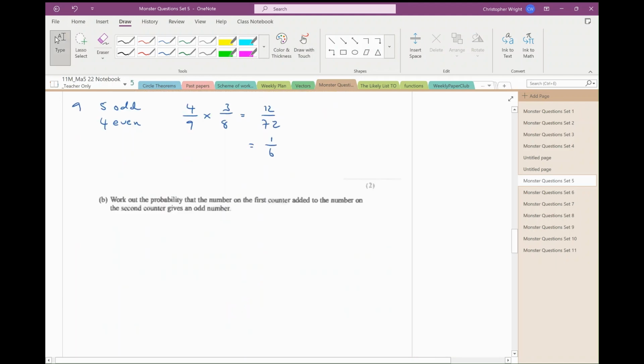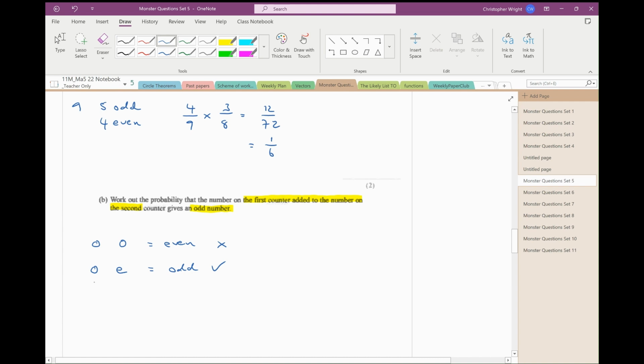Okay. Work out the probability that the number on the first counter added to the number on the second counter gives an odd. Well, what could happen here? She could get an odd on the first and an odd on the second. If she did that, then her total would be even. So we're not interested in that outcome. She could get an odd on the first and an even on the second. If she did that, then her total would be odd.